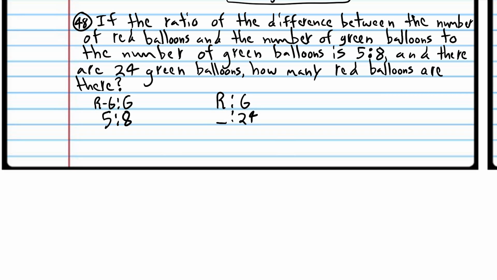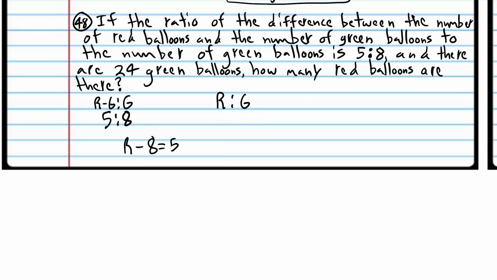Problem is we don't have the ratio of red balloons to green balloons. We have the difference between the number of red balloons and green balloons to the number of green balloons. So number of red balloons minus number of green balloons equals 5, and we know the number of green balloons is 8. So we can just erase that and write 8. So what number minus 8 equals 5? Well, obviously you just add 8 and 5 and you get 13. So the number of red balloons is 13.